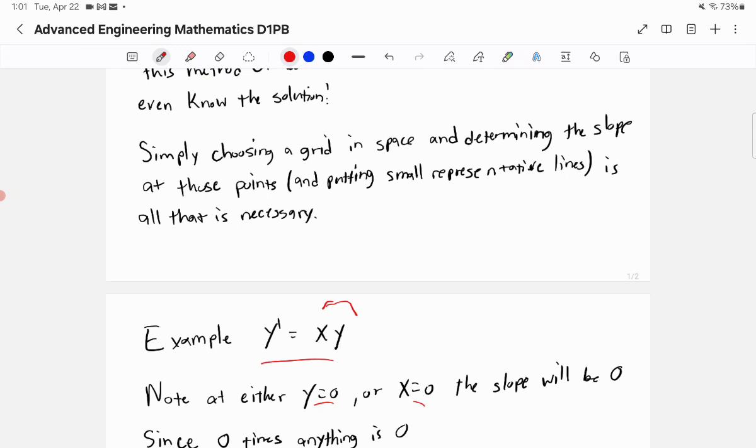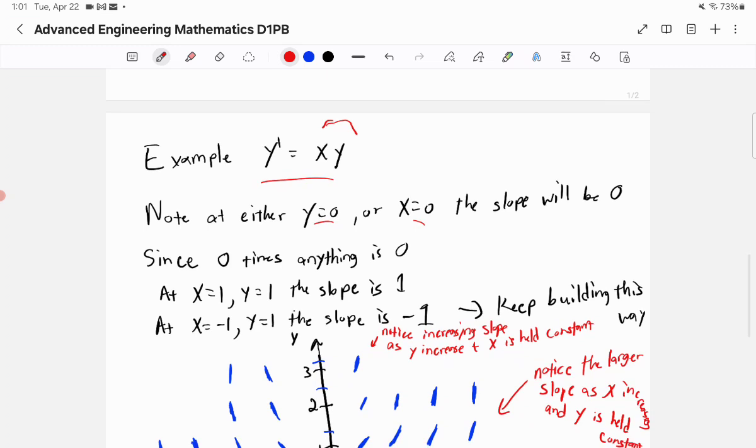And so the slope there has to be 0. So this is true along both the x and the y axis. Now on the x-axis, it's kind of silly. It's hard to actually see those lines, right? Because you're laying right on top of the x-axis. But on the y-axis, obviously, the slope being 0, they look like little tick marks, as we'll see.